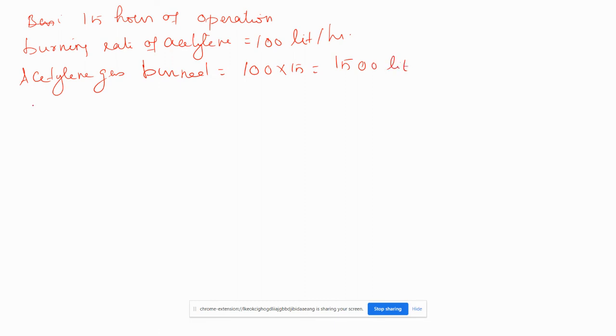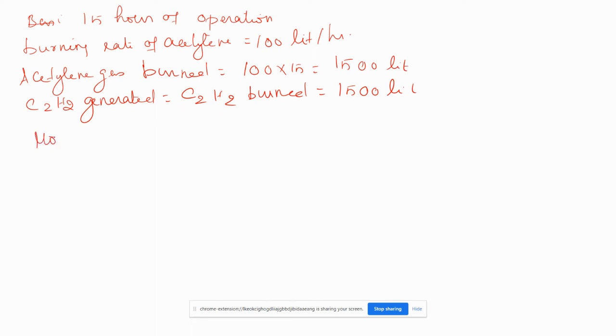Okay. So now we can write C2H2 generated. However much acetylene gas is produced will be burnt. It is not that we are adding extra; only what is produced will be burned. So C2H2 generated will be equal to C2H2 burnt, which is equal to 1500 liters. This is for 15 hours. Now we have to find the moles of C2H2 gas corresponding to 1500 liters.